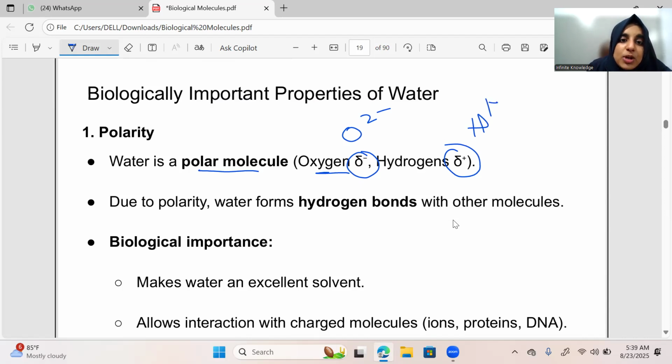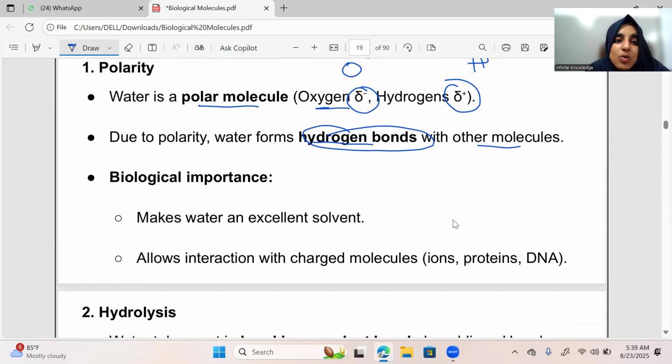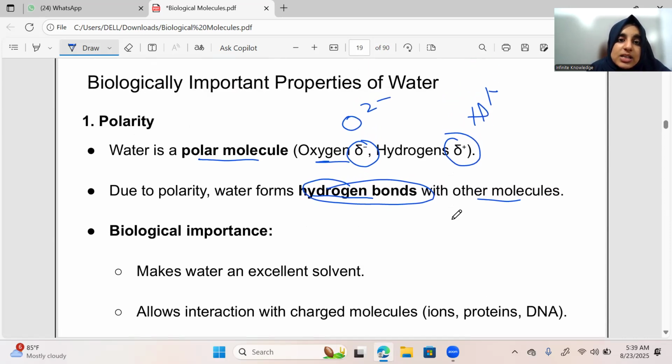Okay. Due to polarity, water forms hydrogen bonds with other molecules. This is polar, that is why it helps to form hydrogen bonds, right? And this helps to make water an excellent solvent and it allows interaction with the charged molecules. See, this is one molecule of oxygen and these are two molecules of hydrogen together with the water, right?